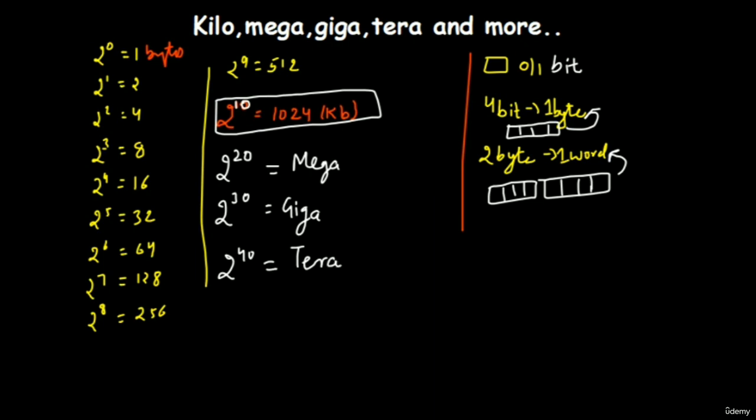We use these words every single day. In day-to-day life, we say 512 megabyte or 10 gigabyte, or my hard disk is currently 2 terabytes. So if my hard disk is 2 terabyte, it means 2 multiplied by 2 to the power 40. 2 and tera, so 2 terabyte, this is what it means.